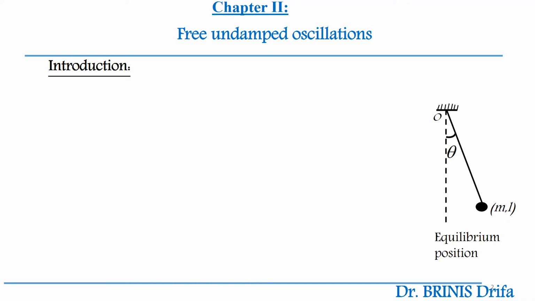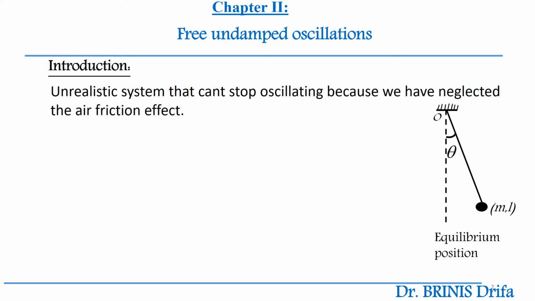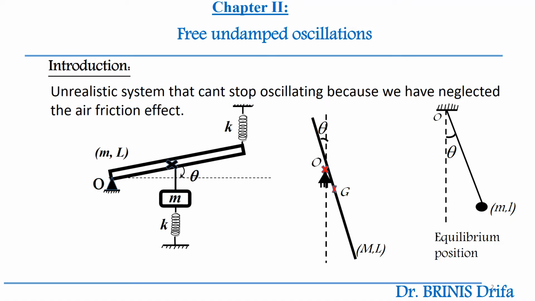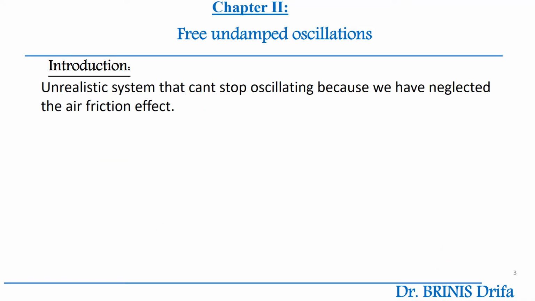So we can directly conclude that such a system is an unrealistic one, because even if we didn't put the damper, we have the air friction, which is a natural damper, and it is able to stop the oscillations. Here are different examples of systems. And here let me explain to you what happens physically in such systems.